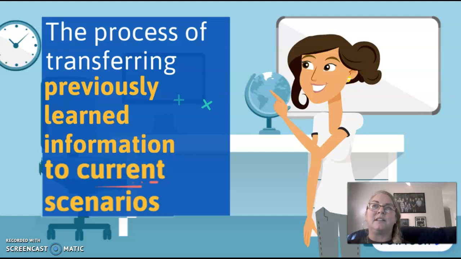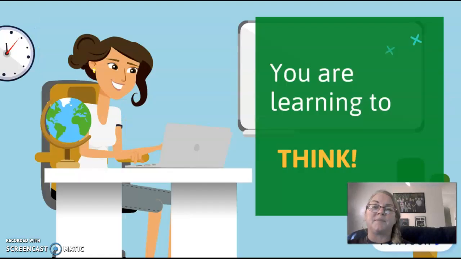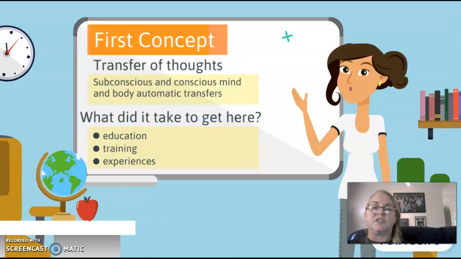So let's say that you were learning to swim in the ocean, and you've swum in the ocean before, but now you're going to go to the bay. So it's slightly different than where you've learned to swim, but you do know how to swim, and so you're going to apply that knowledge to your current scenario, which would be the bay. You are learning to think. When we're talking about transfer of learning, we're learning how the thinking process occurs.